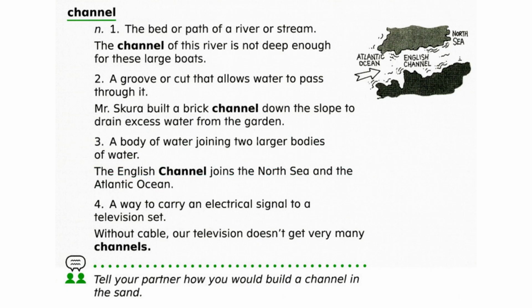A channel is a body of water joining two larger bodies of water. The English Channel joins the North Sea and the Atlantic Ocean. A channel is a way to carry an electrical signal to a television set. Without an outside antenna, our television receives only 3 channels.